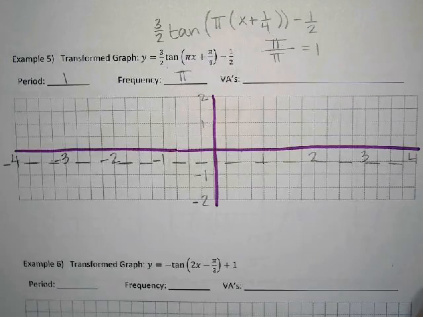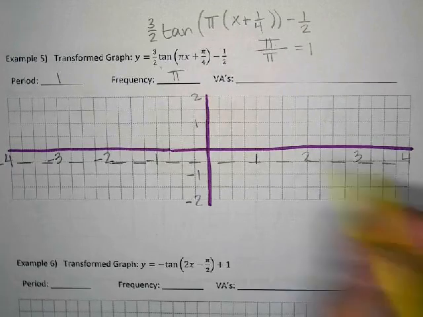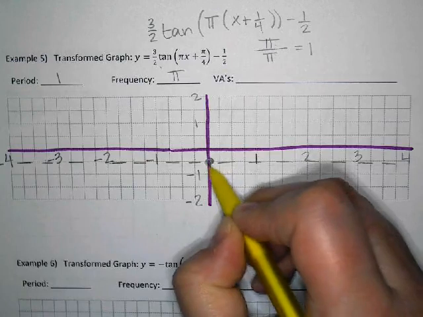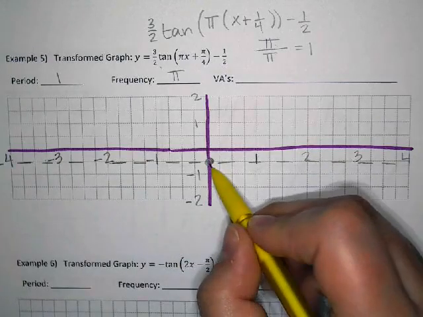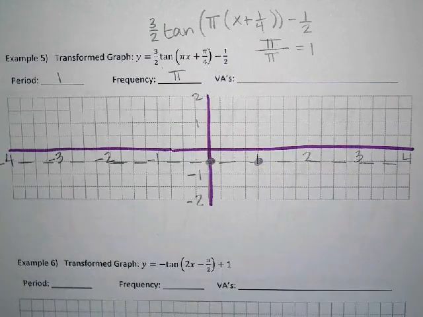Okay, so what should I do now? Before the asymptotes, I gotta put my points. I'm gonna start, before I move them to the left or the right, with a point here at 0, and where else am I gonna put a point? At 1. Okay. I'm not gonna put all my points down because that would be annoying to move. So I'm gonna just put the first two.